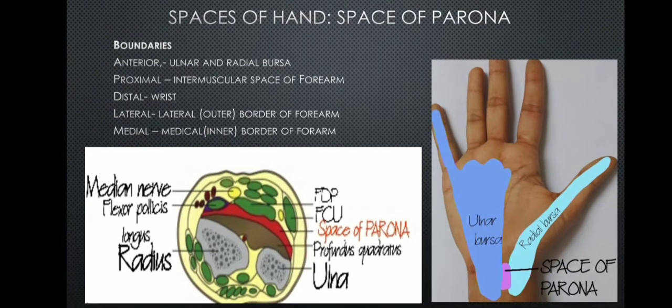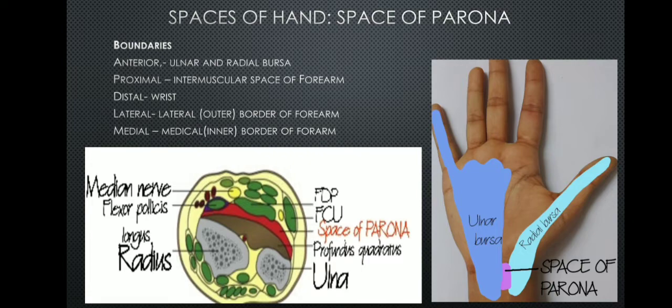Prior to that, pus points at the margin of the distal part of the forearm, where it may be drained by an incision along the lateral margin of the forearm in case of infection of the radial bursa.